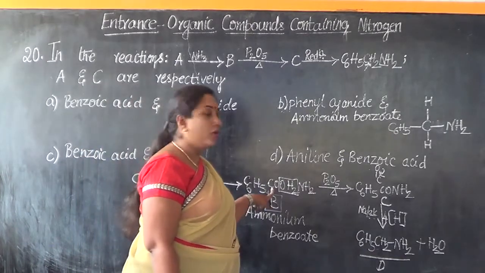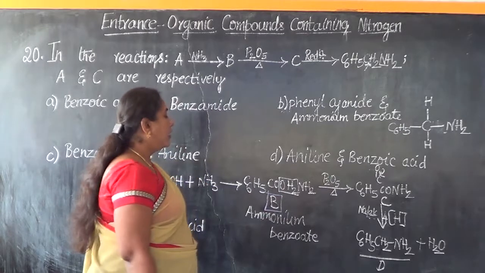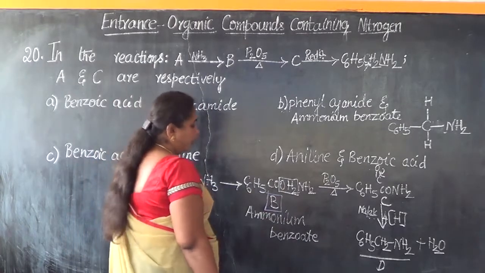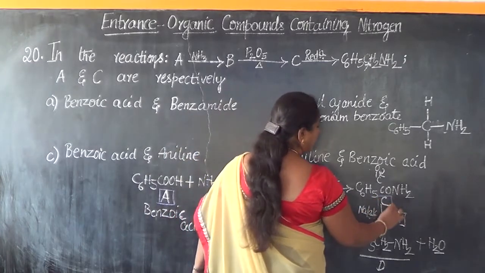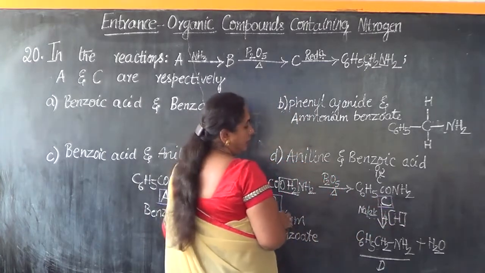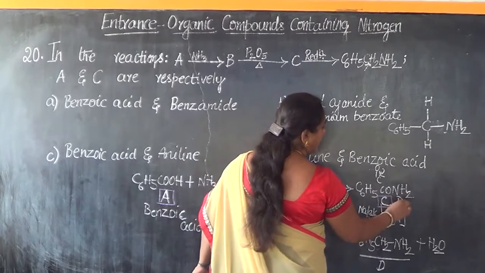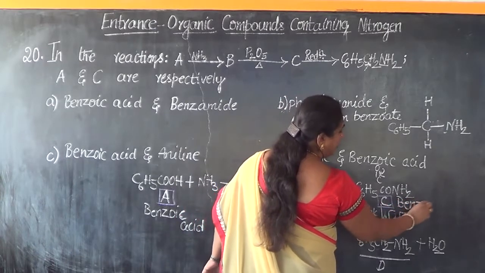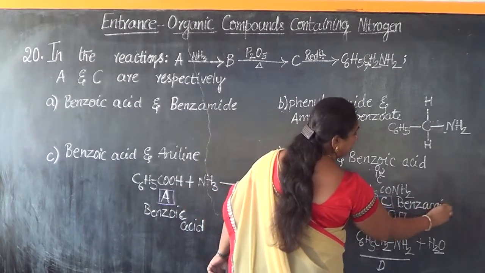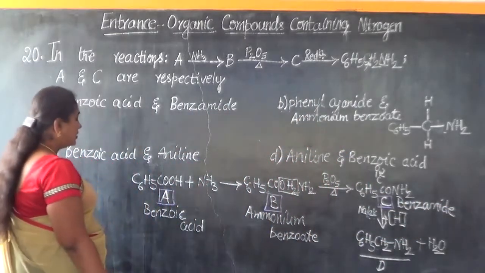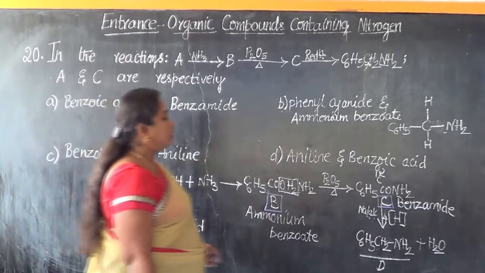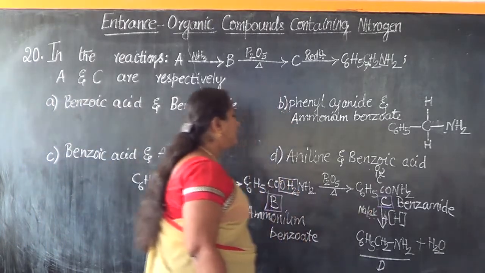C6H5COO NH4. NH4 has been split and written as H2NH2. Then what is our C? What's the name of the product C? This is benzamide. So what are our correct answers? A is benzoic acid, C is benzamide.